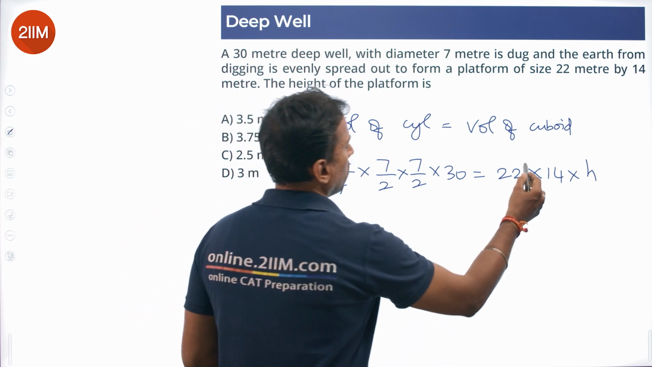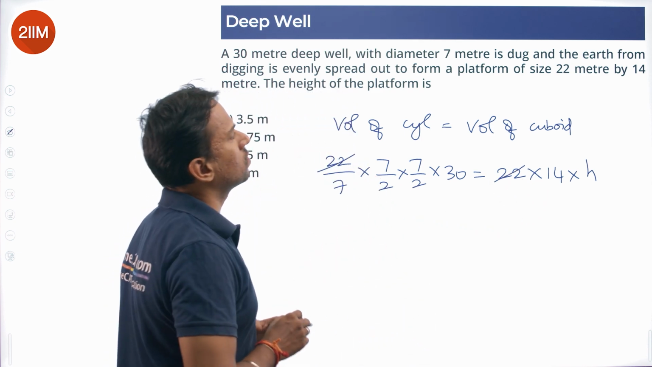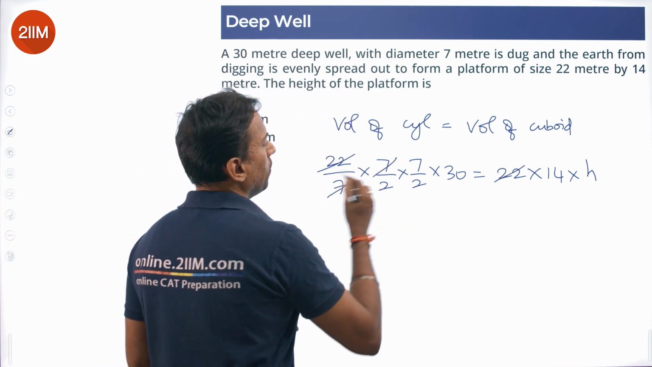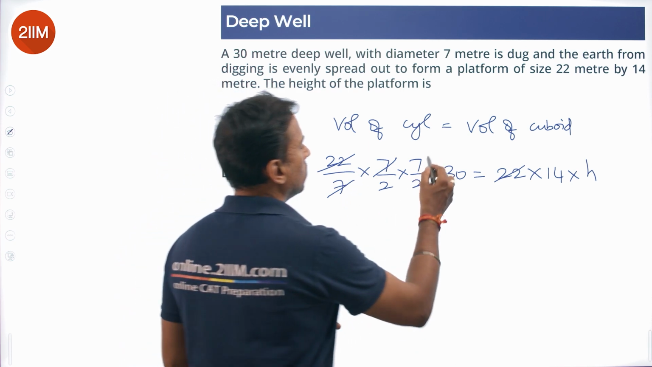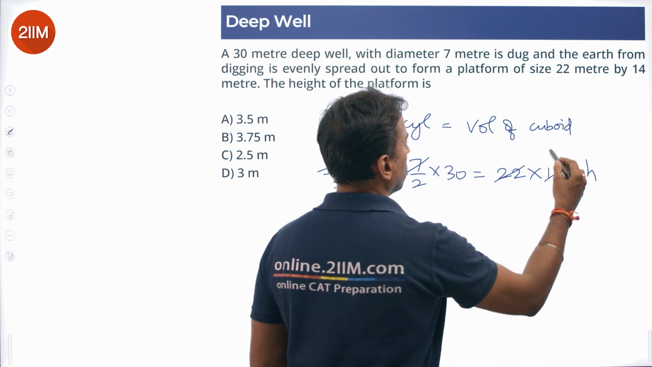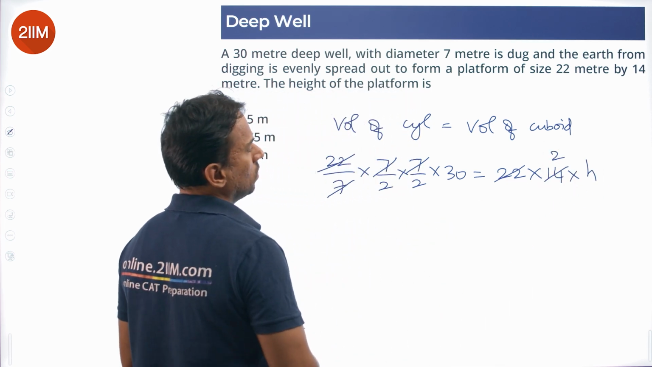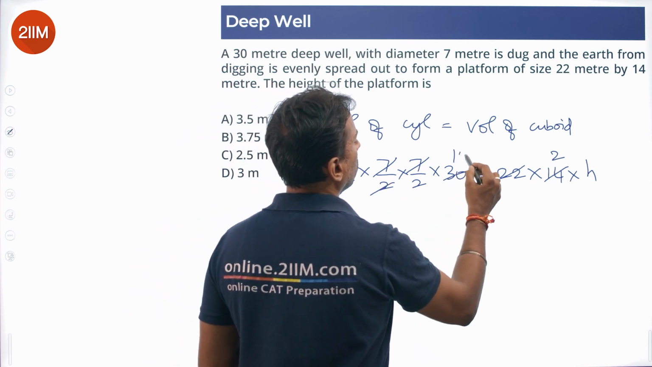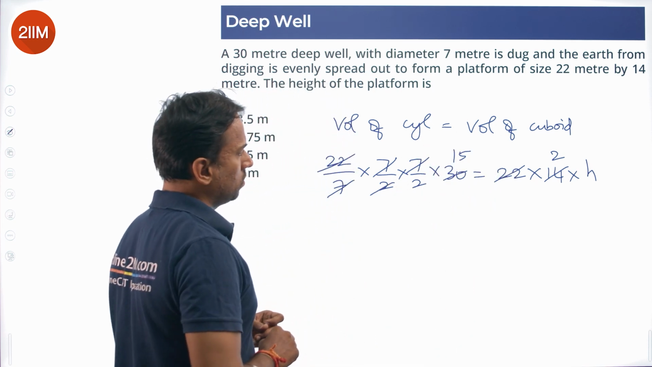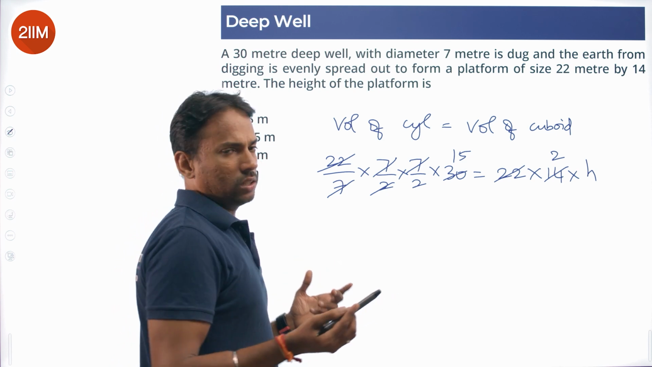Okay, first and foremost thing, I can cut this 22s both the sides. 1 7 can be cut. Then we can have this 7 and this 14. This is exactly 2 times. And then we can have this 2 and 30, 15 times. That's all. No other things could be cancelled.